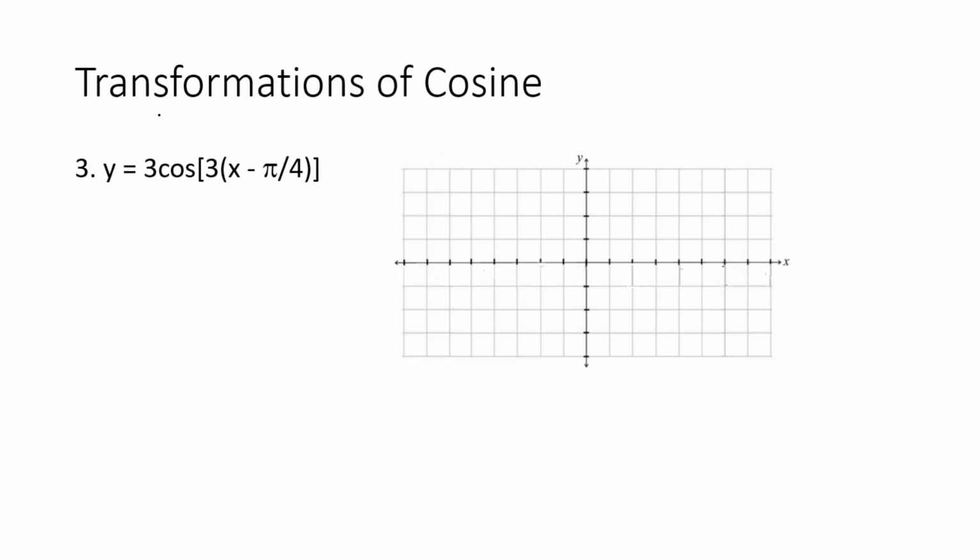So the rules are going to be the same. If we recall from sine, if we have a function like this, A is going to tell me my amplitude because that is a vertical stretch or shrink. The n value is going to find my period because that is a horizontal stretch or shrink. And the C is going to be my phase shift.